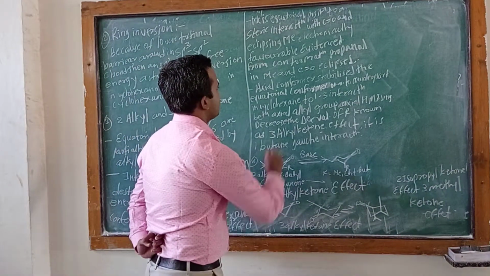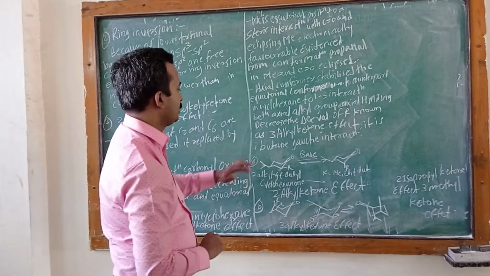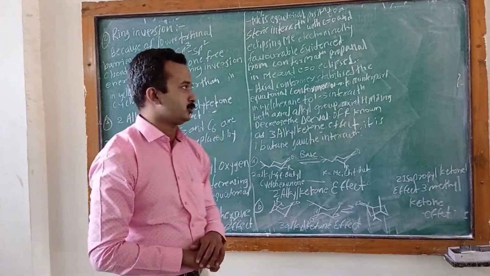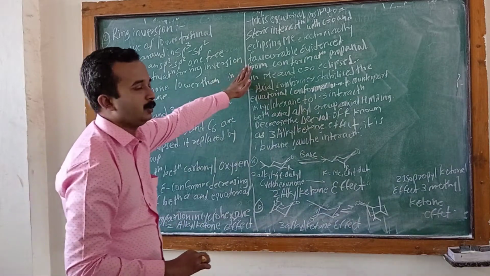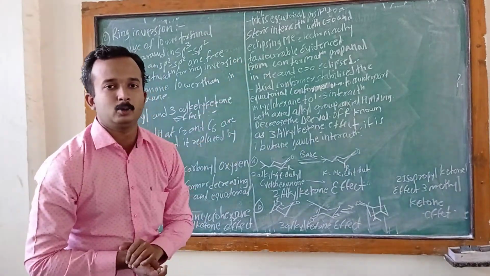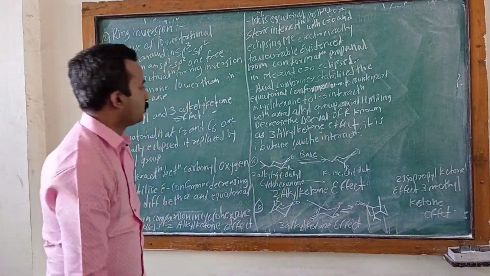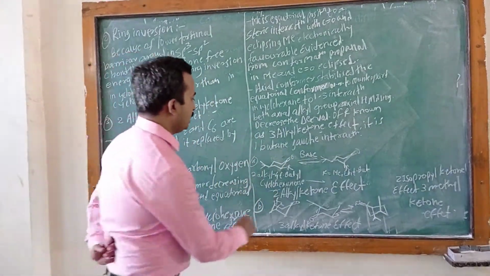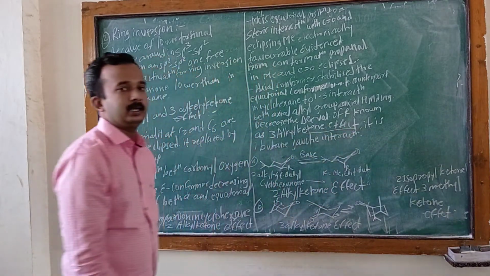Okay, next is the conformation of the propanol. What could this conformation be of? Of propanol. Okay, then this is all about the 2-alkyl ketone effect. What effect was this? The 2-alkyl ketone effect. Okay, the next effect is the 3-alkyl ketone effect. What is the next effect? The 3-alkyl ketone effect.